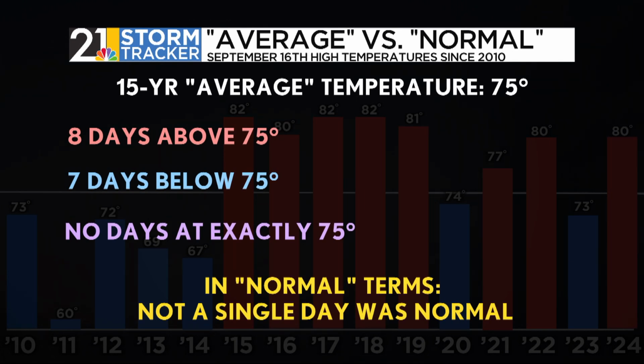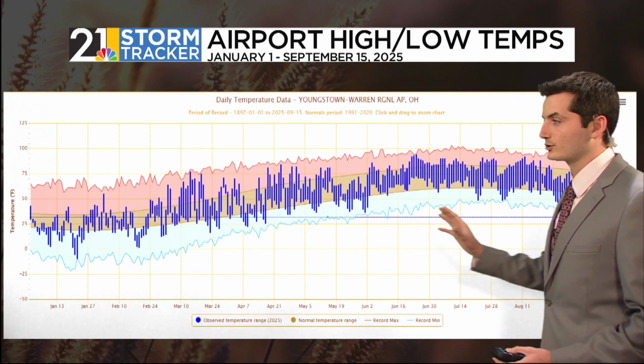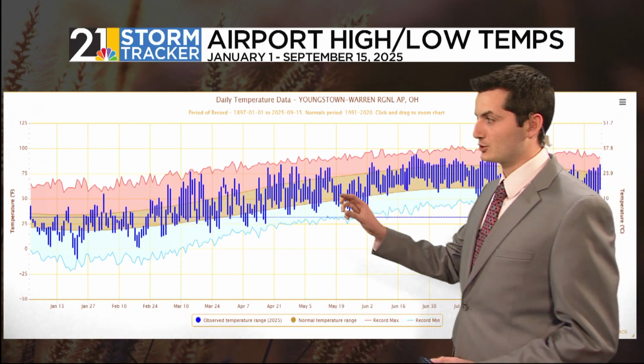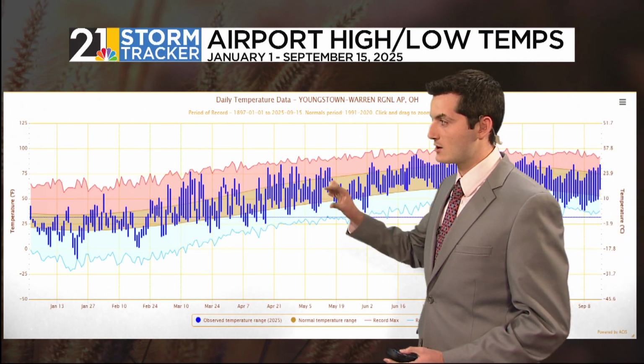In normal terms, if 75 was the normal temperature, you wouldn't have a single day in the past 15 years that's normal. So it's more normal to not be normal. It doesn't really make sense. And let's now increase this time scale again. What you have behind me is a large compilation of daily temperatures, and in this little tan box right here, that's where the normal temperature range is.